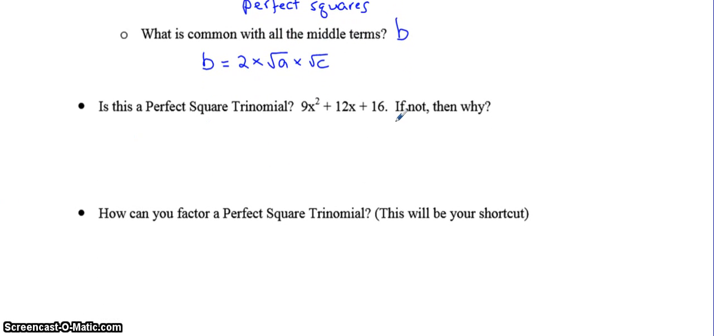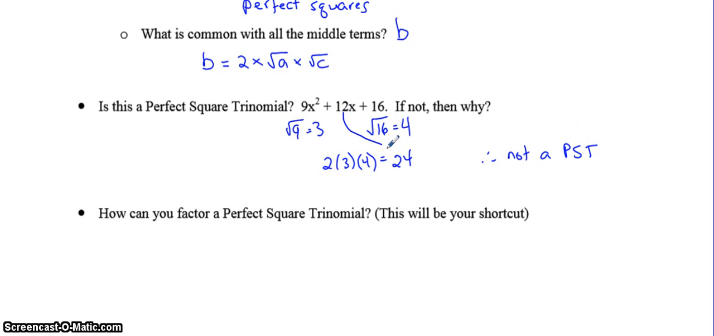So, is this a perfect square trinomial? Well, what's the square root of 9? That's 3. What's the square root of 16? That's 4. So if we take 2 times 3 times 4, that makes 24, not equal to 12. So it's not a perfect square trinomial. See, those two things are not equal.